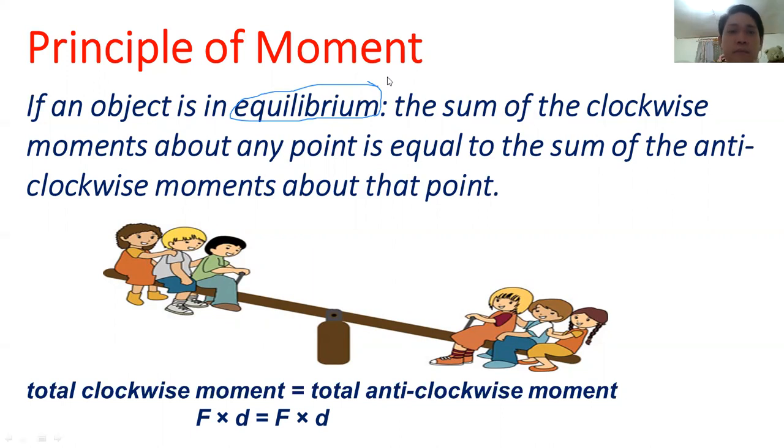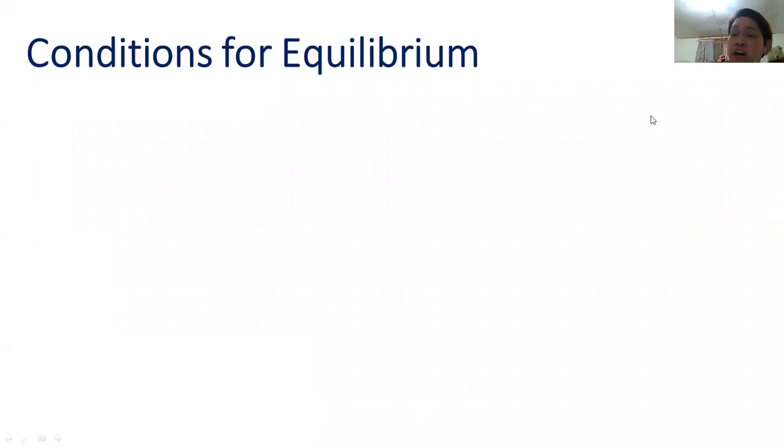So I want you to remember this formula. Again, this is F times D. The left side of the equation refers to the total clockwise moment, and F times D on the right side of the equation refers to the total anti-clockwise moment. So now let's proceed to the next. That's the principle of moment.